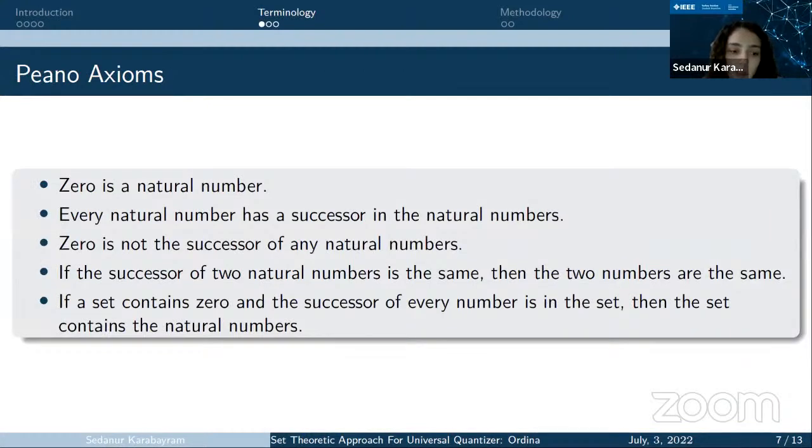So talking about the natural numbers, first we need to define the properties of natural numbers. So the Peano axioms explain the arithmetical properties of natural numbers. First, we need to accept that 0 is a natural number, and every natural number has a successor. But 0 is the starting point, so 0 is not the successor of any natural number. So if a set contains 0 and the successor of every natural number, then the set contains the natural numbers, we can say, according to the Peano axioms.